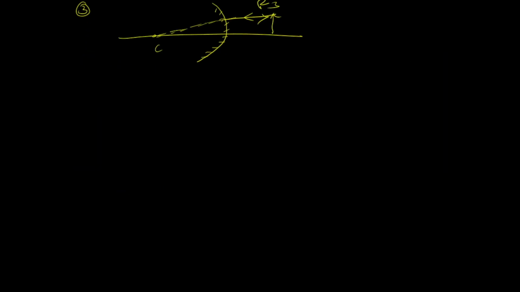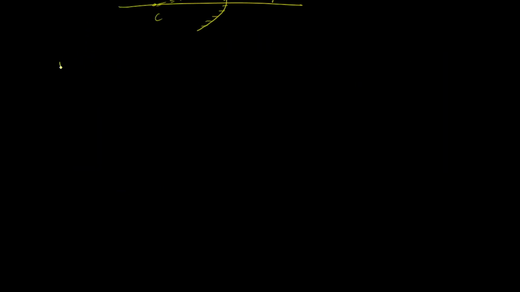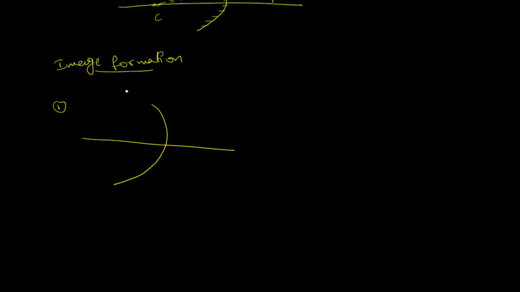Using these three ray diagrams, we are going to find out the image formation when the object is placed at different positions for a convex mirror. I'm considering an object. Initially this object is at infinity, and I'm moving the object towards the spherical mirror, which is a convex mirror. This is the focus, this is the center of curvature, this is the pole. Initially the object is at infinity. For this object, we have to consider the parallel rays only, the rays which are parallel.